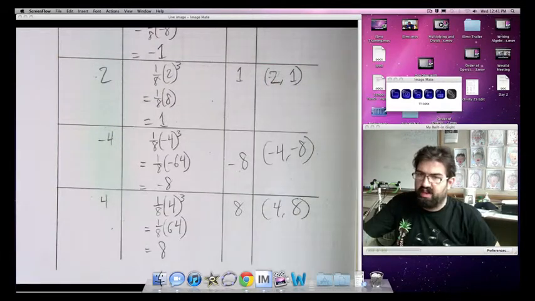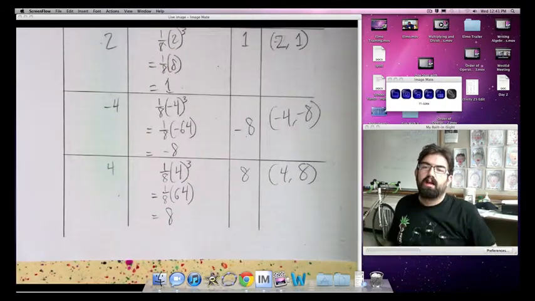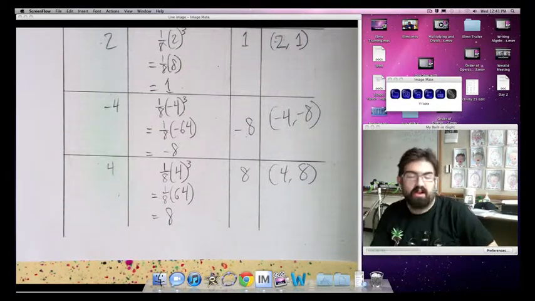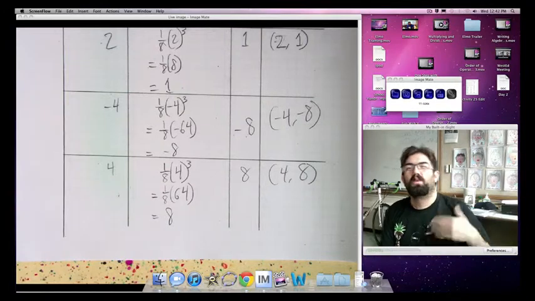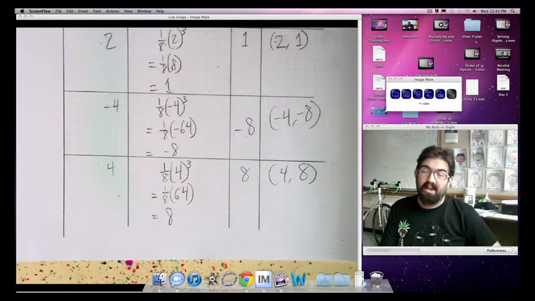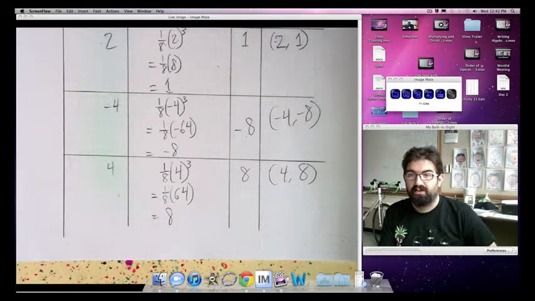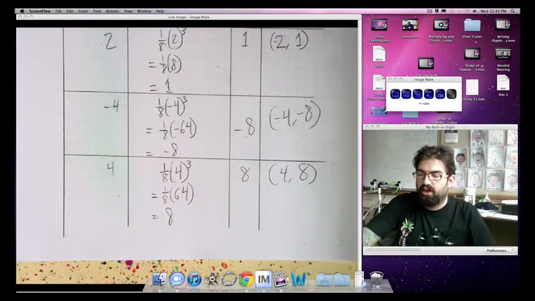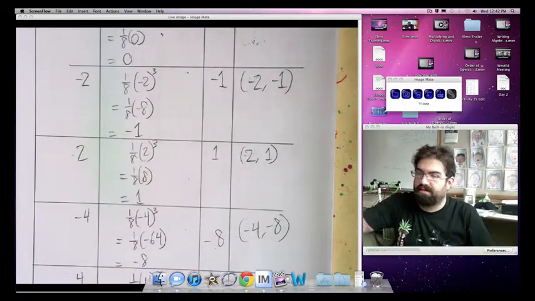And then of course I chose -4 and +4 because I know -4 to the third power will be -64. And I know I can divide that by 1/8. Same thing right here. I can divide that by 1/8. So here are my 5 points.